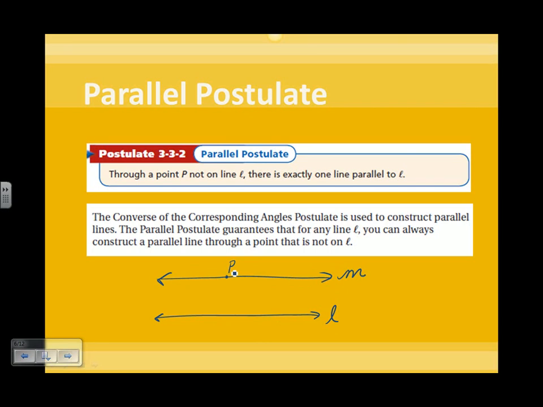The converse of the corresponding angles postulate is used to construct parallel lines. The parallel postulate guarantees that for any line L, you can construct a parallel line through a point that's not on L. So this is the guarantee, and we'll use the construction of congruent corresponding angles in class tomorrow to show that we can only draw one line.